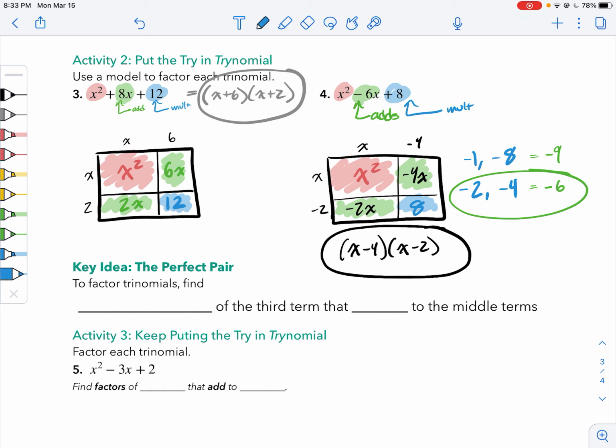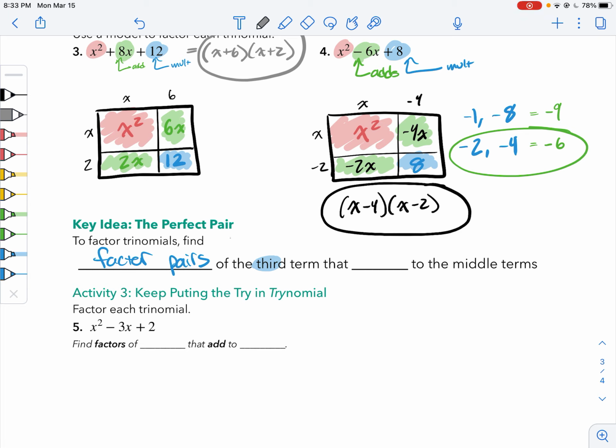We want to find factor pairs of the third term of this guy. So if we have x squared plus bx plus c, we want to figure out what multiplies to c and adds to the middle term, which is b. So what multiplies to c adds to b.